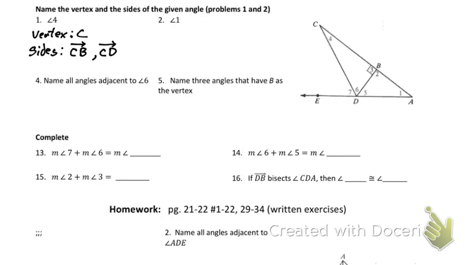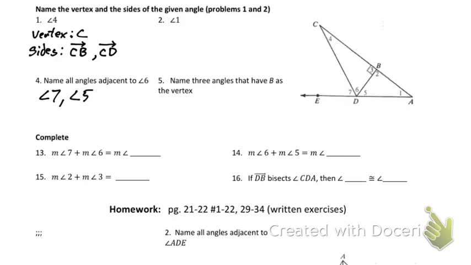We're going to skip down to these right now. Actually, let's do this one. Name all the angles adjacent to angle 6. Can someone name an angle adjacent to 6? Angle 7. Who wants to name the other one? Sorry, angle 5. Perfect. So angle 6 is this angle here. Adjacent has to have the same vertex, so we're talking about D. That means it can be angle 7 and angle 5.